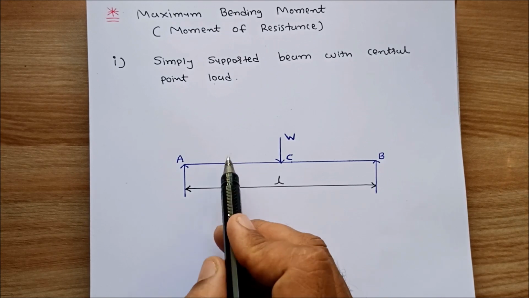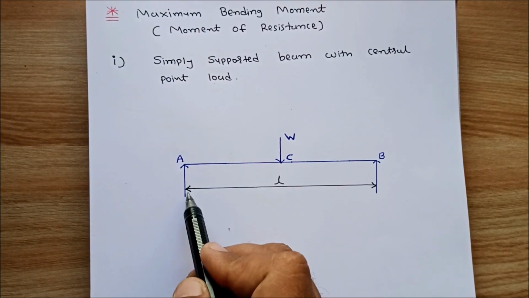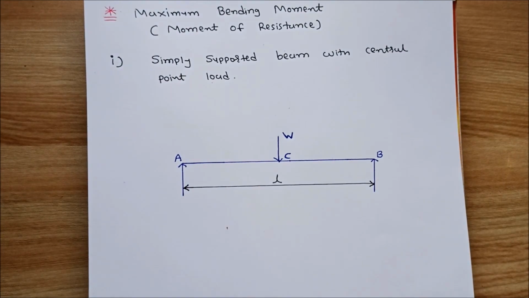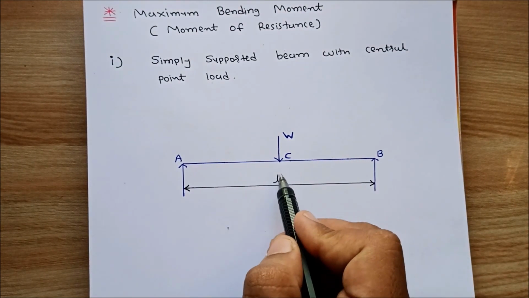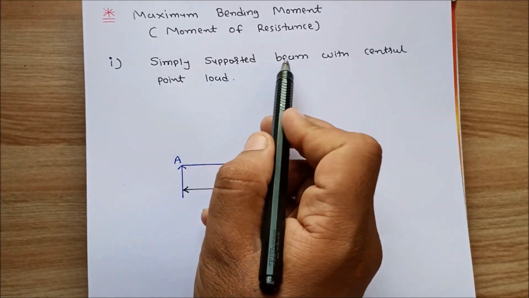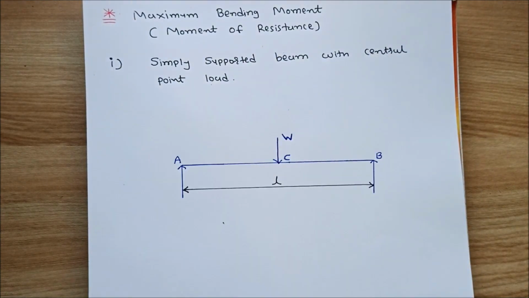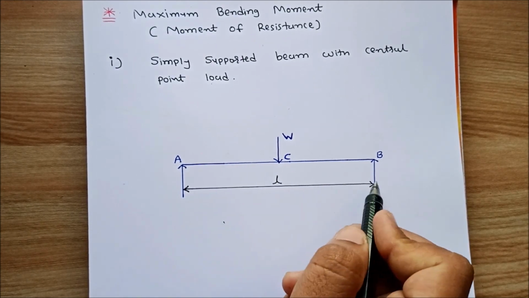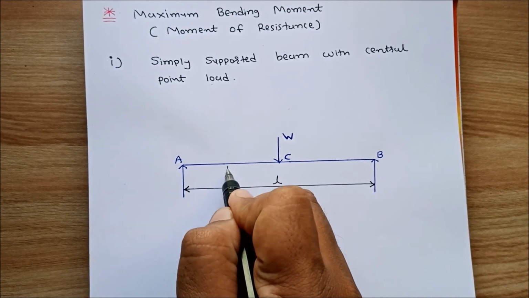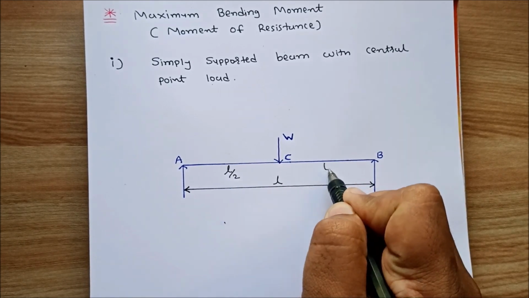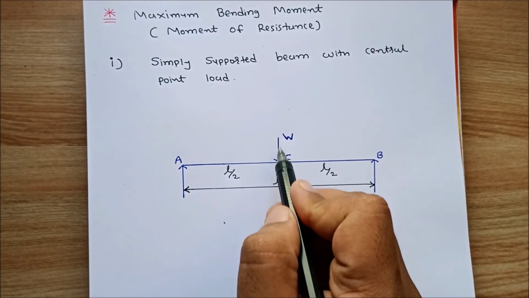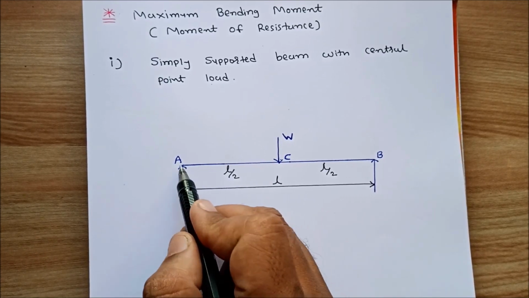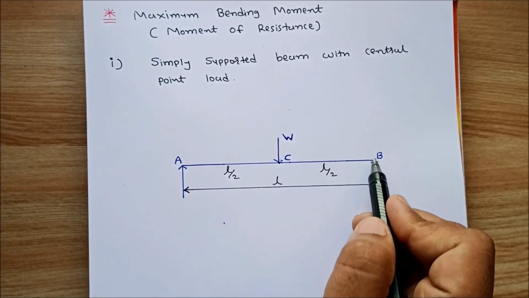So here, as shown in the figure, there is one simply supported beam, with supports provided at the ends and a central point load. For example, the span of this beam is L. So this load W is acting at the center. Total length of this beam is L, so here L by 2, L by 2, because W is acting at the center.